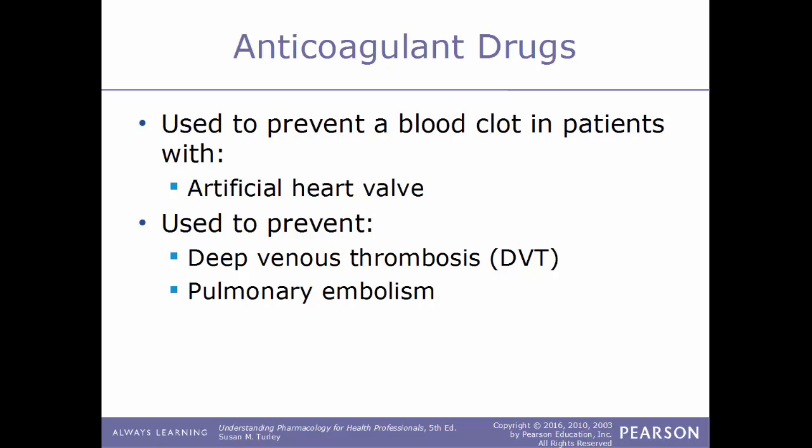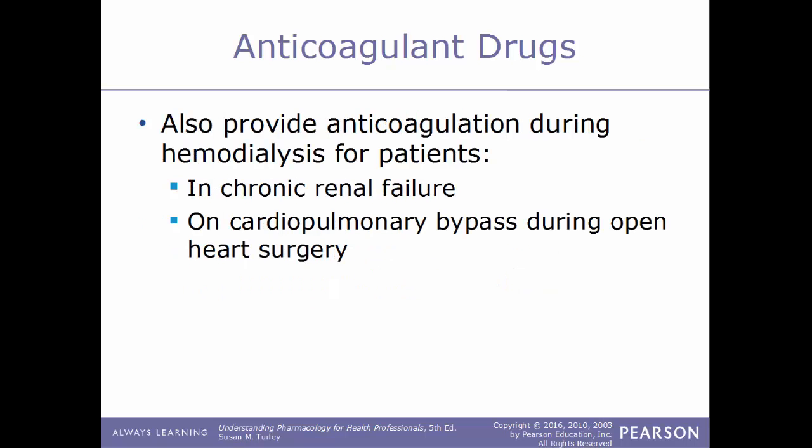These types of drugs can also be used to treat DVT, deep vein thrombosis, and also pulmonary embolisms. In addition to those, anticoagulants also will help provide anticoagulation during hemodialysis for patients, especially those who are in chronic renal failure or who are on cardiopulmonary bypass during an open heart surgery.